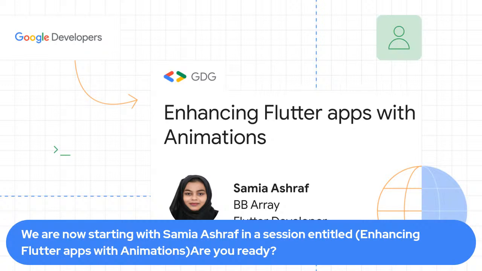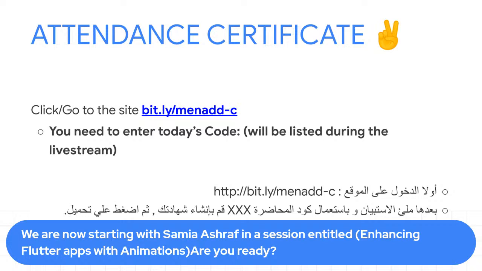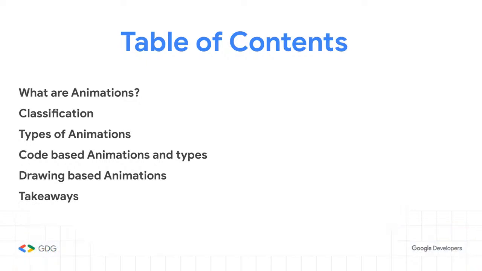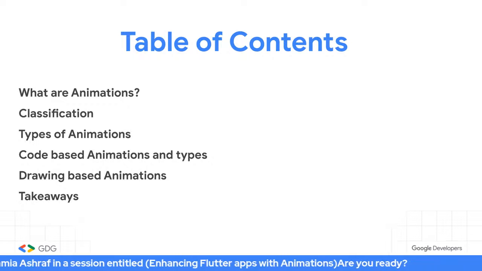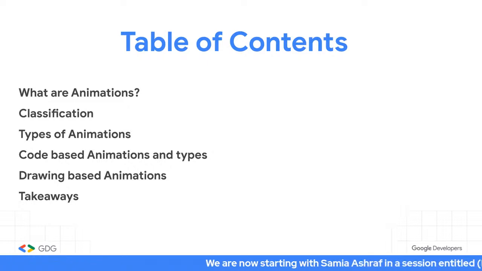So my topic for today is enhancing Flutter apps with animations. Let us look at our agenda for today. We'll start by talking about what animations are and what the different types of animations in Flutter are. Then we will look at the first type of animation, which is code based animation, and the different types of code based animations. The second type of animation is drawing based animations. And finally, we will look at the things that we learned from the session.